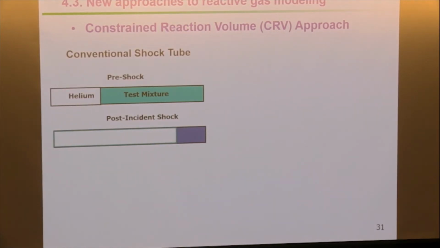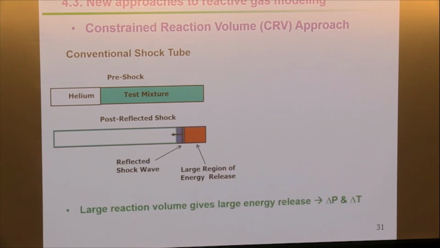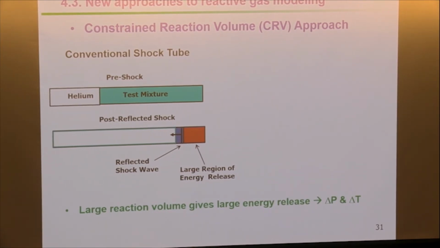So I came up with something called the constrained reaction volume idea. I tried to imagine how could you make it constant volume, and then I realized, well, why don't I try to make it constant pressure? So when you do a reflective shock experiment with an exothermic mixture, highly exothermic, all the energy release is right here. All the test mixture is compressed, and as the shock wave goes back, all the gas between the shock wave and the end wall burns, gives off energy, changes the pressure and the temperature.